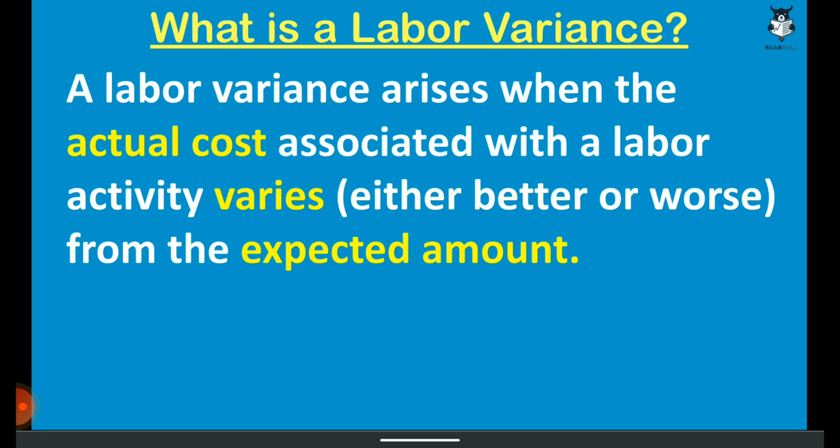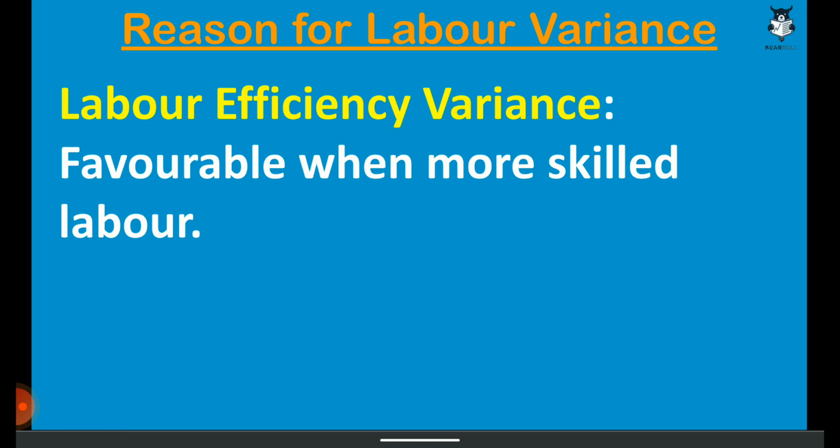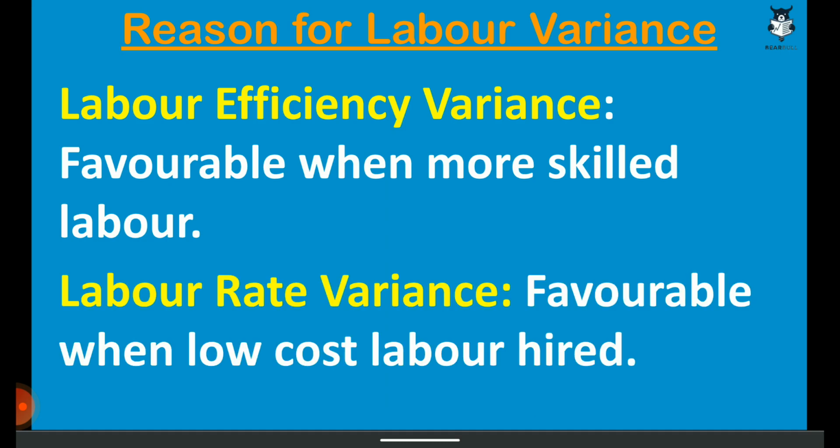For example, you projected that in order to produce 1 unit of finished good, labor cost will be $10. But when you actually produced that 1 unit, the labor cost went up from $10 to $15. Now that difference of $5 is called labor variance. But that variance of $5 is because of two factors. That is labor efficiency variance and labor rate variance.